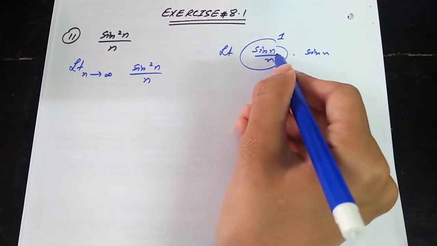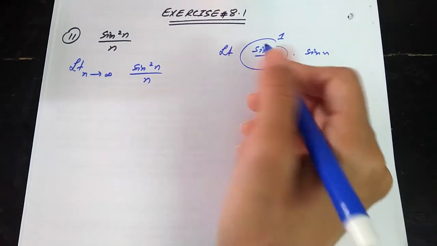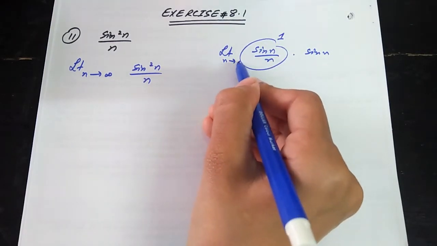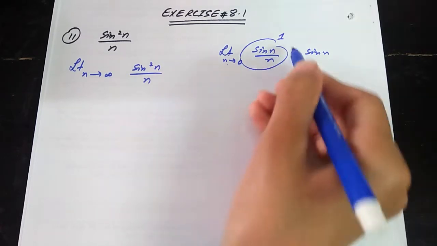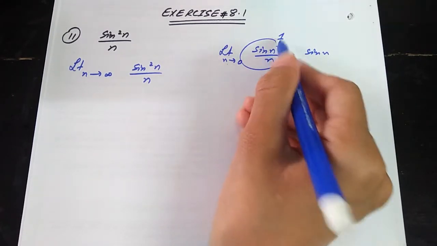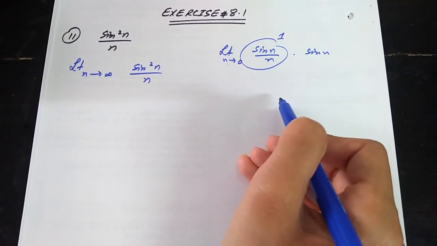No, this thing will not give us 1. It will give us 1 only in case we have limit n approaches 0 here. Then this thing will be 1, and then we can get some defined answer.